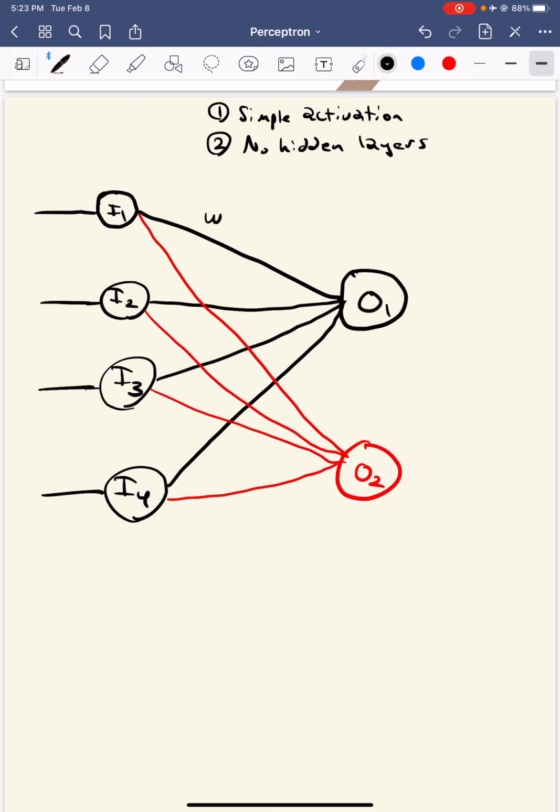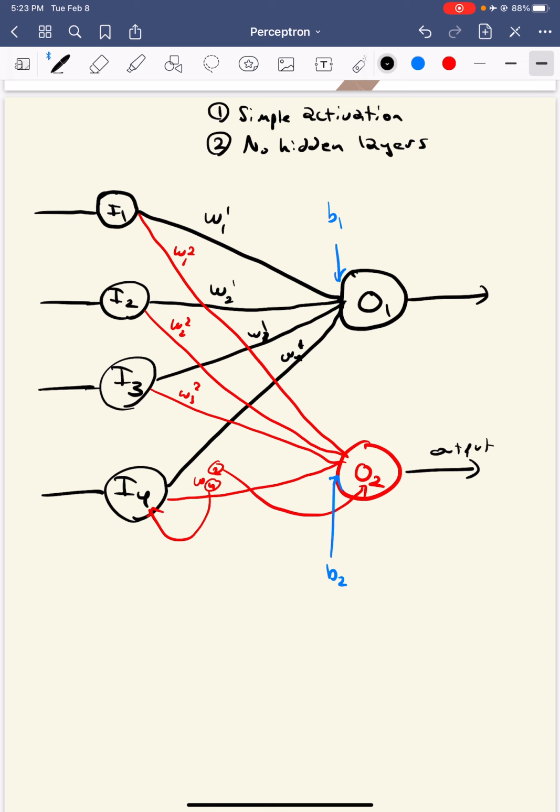And we'll call this W11, W21, W31, W41, W12, W22, W32, and W42. So the 4 is coming from there, and the 2 is coming from there. And all these are just weights. Then we'll have a bias here, B2, and a bias here, B1. And then whatever the answer is, we're going to have output here and here.